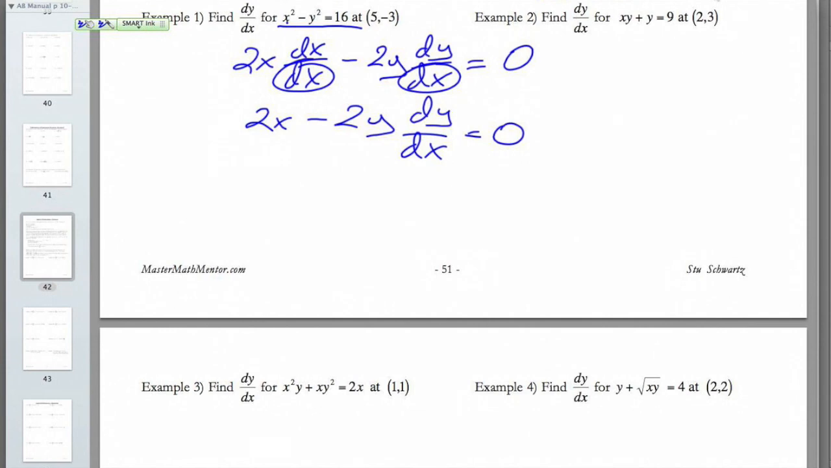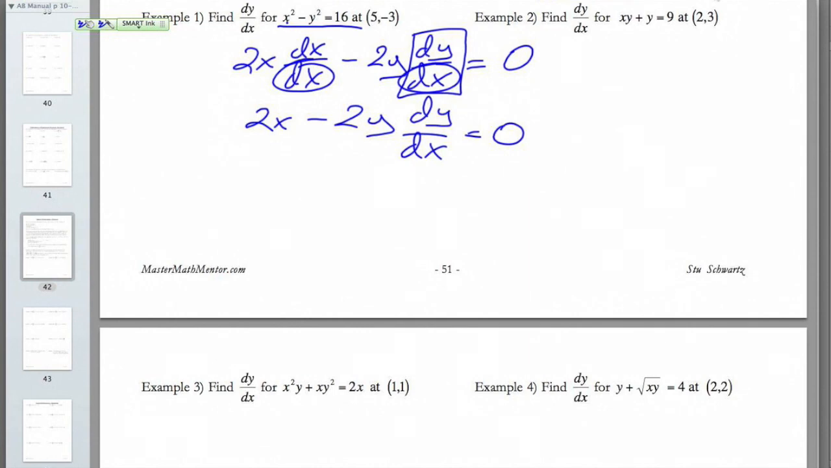Now, the dy over dx should look familiar to you. What does dy over dx mean? The derivative. That just means derivative. dy over dx represents the derivative, yes.